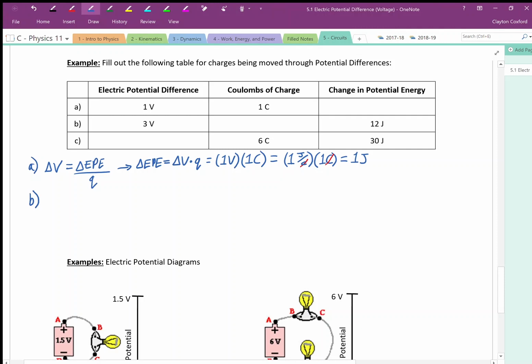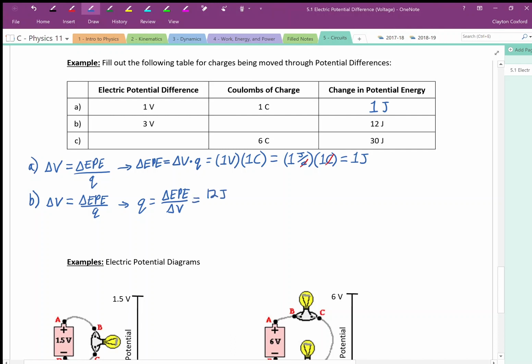Example B, we're saying that to move a certain amount of charge, sorry, let me fill in the table up here. For example B, we're going to move a certain amount of charge, we don't know how much, through 3 volts, and that amount of charge gained 12 joules of potential energy. How much charge would gain 12 joules of potential energy if we moved it through 3 volts? Okay, so again, potential difference is the change in electric potential energy per charge. Rearranging that to solve for charge, it is the change in electric potential energy divided by the potential difference.